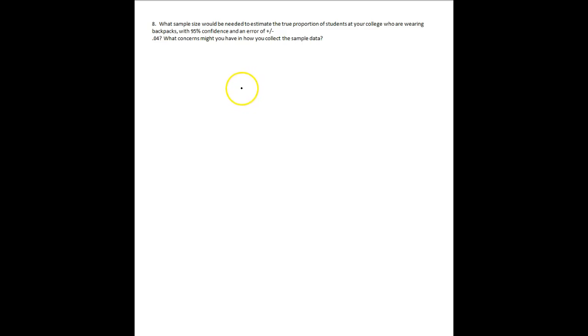All right, so the next problem: what sample size will be needed to estimate the true proportion, keyword, of students at your college who are wearing backpacks with 95% confidence level and an error of plus or minus 0.04? Don't know why the formatting did that. So E is equal to 0.04.